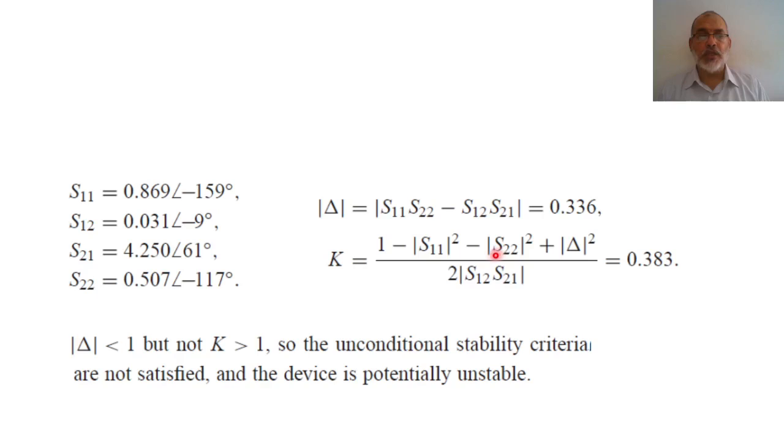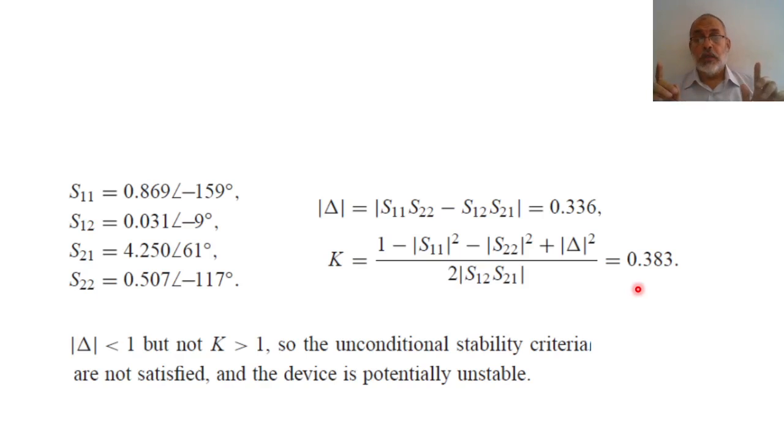0.869, minus the magnitude of S22 squared, which is 0.507, plus delta squared, which is 0.336 squared, over 2 multiplied by the magnitude of S12 S21. Here I'm going to multiply S12 by S21 as complex quantities, then take the magnitude. Actually, this would be the magnitude of S12 multiplied by S21. Alright? By calculating this, we find that K is 0.383, which is less than unity.